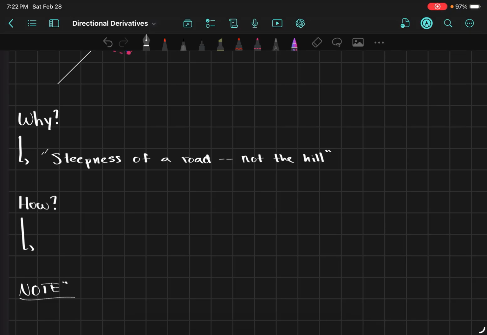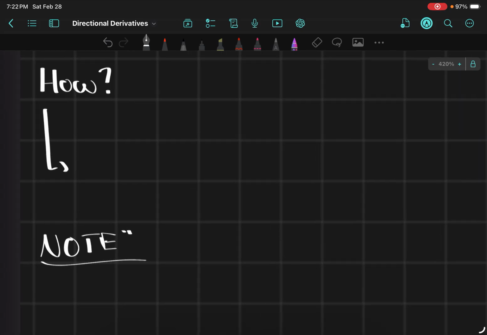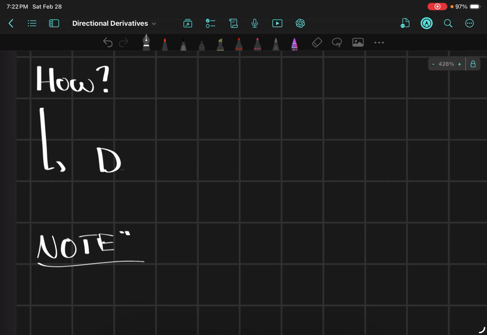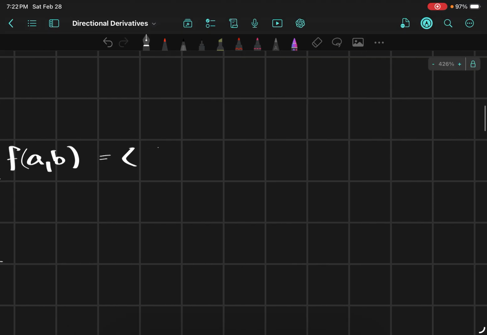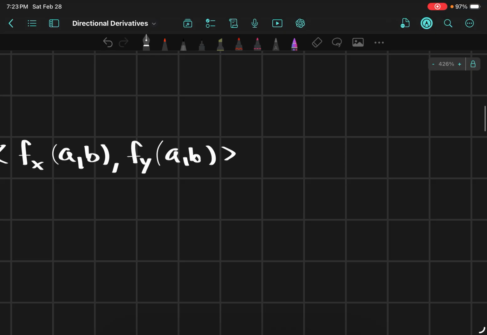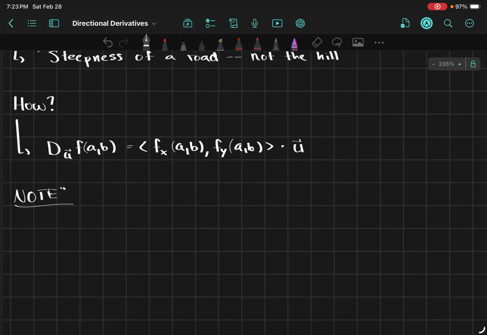So I guess we understand, now we want to know how. Well, there's a theorem. I'm just going to go ahead and write it down here. We have the directional derivative in the direction of the vector u of f of a, b. That is going to equal the vector with the partial derivative of x at that point a, b and the partial derivative of y at that point a, b, multiplied, or taken the dot product, by that vector u, that direction u.